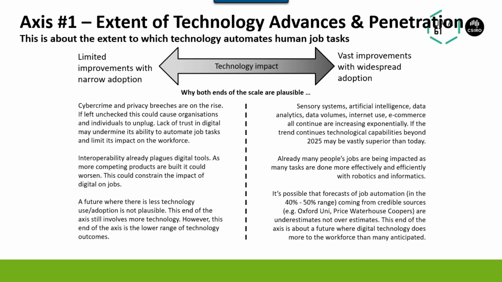But there are arguments for saying that we won't realise this full potential of artificial intelligence. Here are some of the reasons why. First, there could be really significant increases to cybercrime and privacy breaches, which result in lack of trust in automated systems and hold back the extent to which they are adopted. We can also see interoperability problems, which are already difficult for organisations to deal with, further constraining the extent to which we're able to adopt new digital technology.